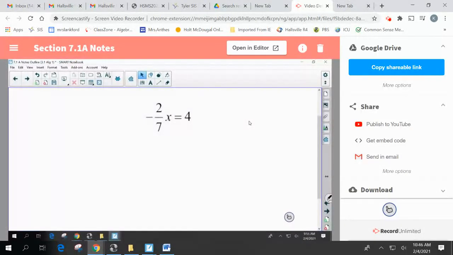Okay, so this is negative 2/7 times x. So the inverse of that would be to divide. And then if you think back to when you learned how to divide fractions, you would do keep, change, flip. So in this case, we're going to flip 2/7 and make it 7/2, and we're going to keep the negative with the numerator. So we're going to multiply each side by negative 7/2.